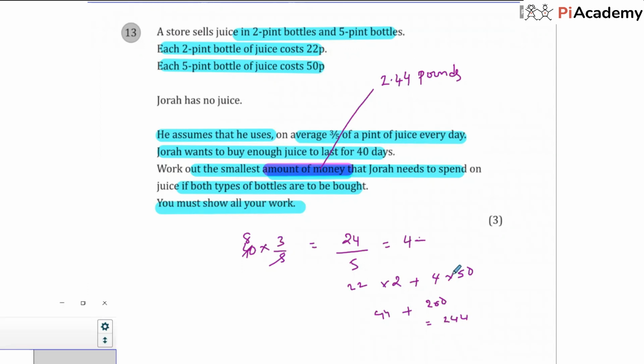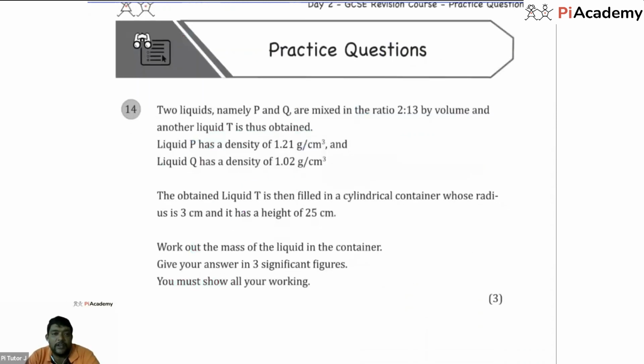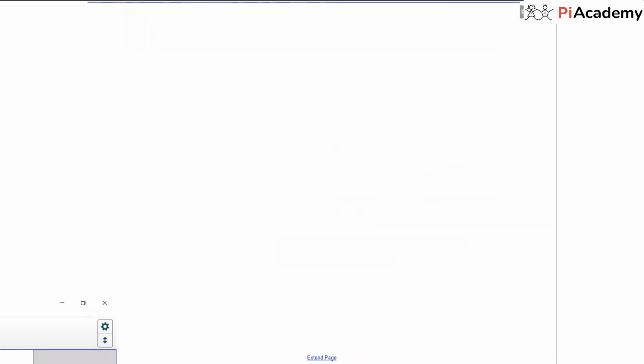Make sense? Yeah. Shall we go to the next question? Yes, sir. Okay, go ahead. Before we go there, I want you to do one question from simultaneous equations so that you'll be thorough with that. Let me give you a question, okay? Just a minute.